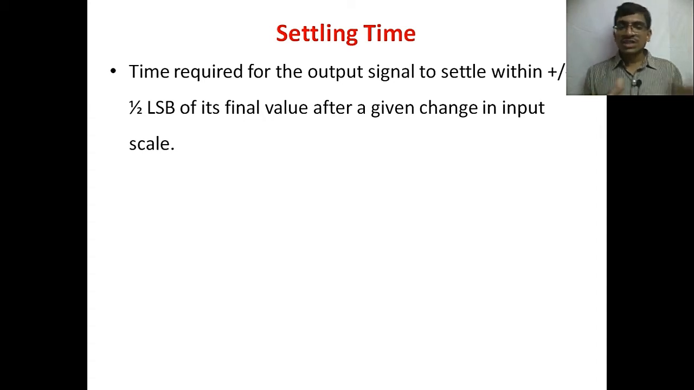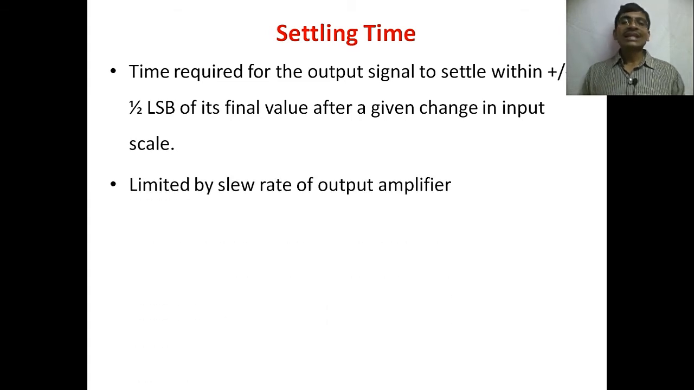Suppose you change the input digital word, then the output must change, but after how much time do we get somewhat exact output? When the input changes, it will take some time to settle down at the respective analog output voltage. That voltage should be within half LSB of its final value, right? Therefore it is limited by the slew rate of our output amplifier. Why is it limited? Because of the slew rate of the amplifier.